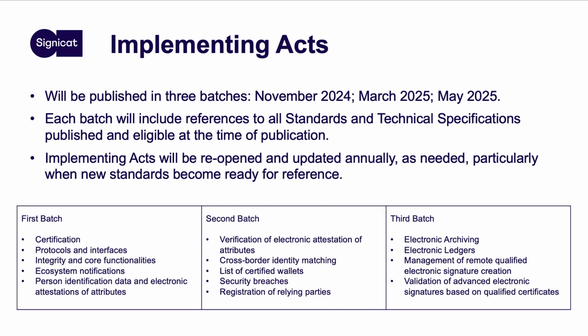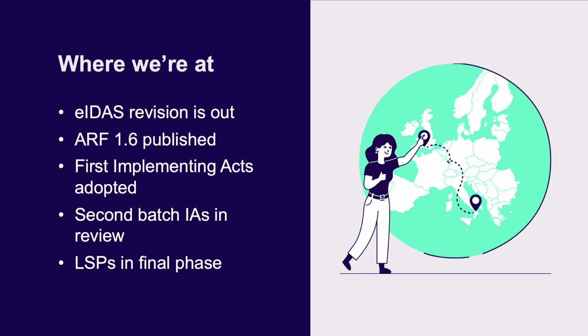And this is very relevant because they refer to a lot of standards and specifications that are not ready yet. For example, ETSI is working on a lot of standards for the trust services that are expected later this year. So the ones that are going to be published in March and May will not be able to reference them yet, but they will do so in the next version.